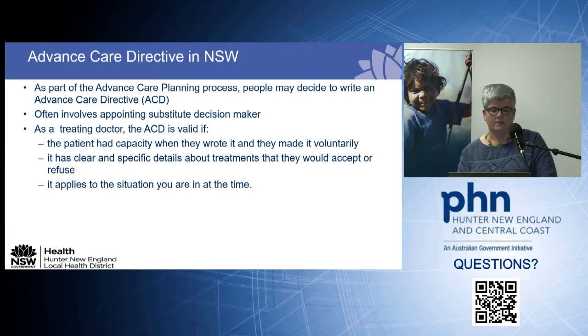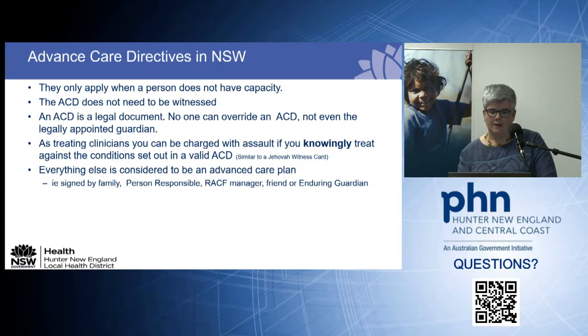It has to be clear and specific about the treatments that they would accept or refuse, and it has to be applicable to the situation you're in at the time. It often also appoints a substitute decision maker. An advanced care directive only applies, and can be used in clinical care, when the person doesn't have capacity. The other thing that's interesting to know is that an advanced care directive doesn't need to be witnessed. It's obviously a good idea for them to be witnessed, but they don't need to be. They can be written by an adult with capacity.